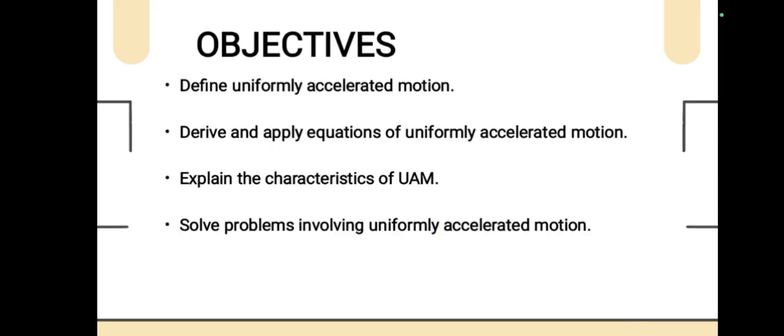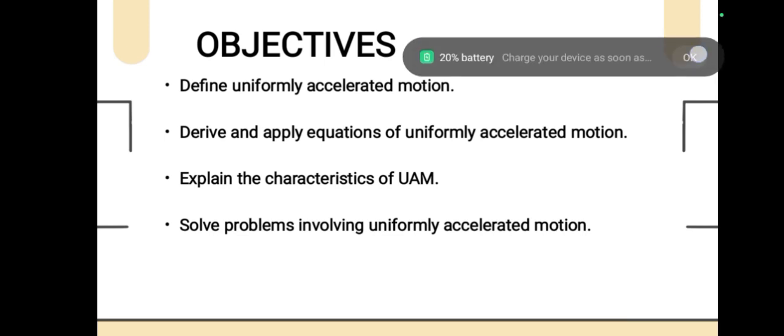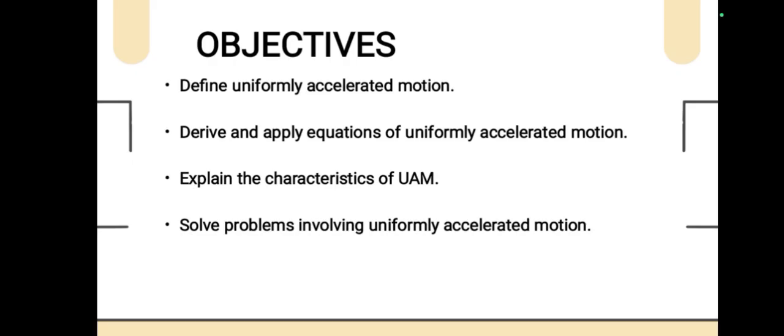First, let us identify our learning targets. First, define uniformly accelerated motion, or UAM. Second, derive or apply equations of uniformly accelerated motion. Third, explain the different characteristics of UAM. And fourth, solve problems involving uniformly accelerated motion.